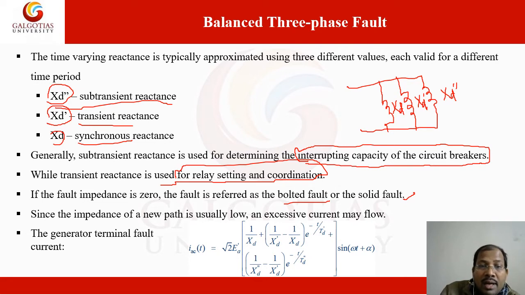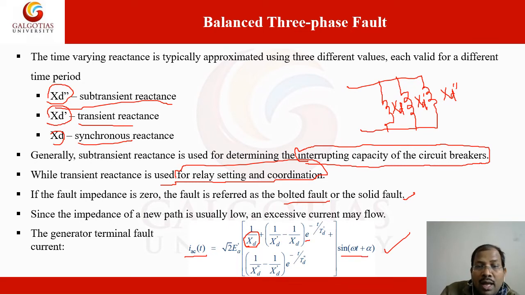So this current we can write here as IAC in terms of a direct formula. IAC is equal to root 2 times IA dash, times 1 by XD, where XD is the synchronous reactance, XD dash is the transient reactance, and XD double dash is the subtransient reactance. So this is the sequential parts into sine omega t plus phi.